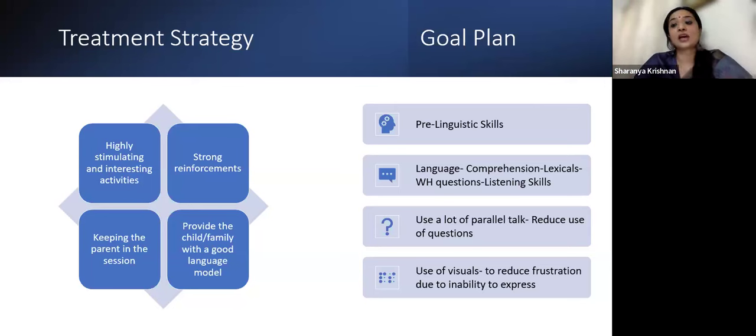The other thing that I would like to highlight that would be used during the child's therapy session would be to use a lot of parallel talk to keep the language very descriptive so that the child picks up a lot of words and vocabulary from the therapist and the parents rather than using a lot of questions. Kya hai? Why this? Why that? What is this? What is that? This sort of overwhelms the child who is already short of words to communicate, and it also helps to reduce the frustration due to their inability to communicate.